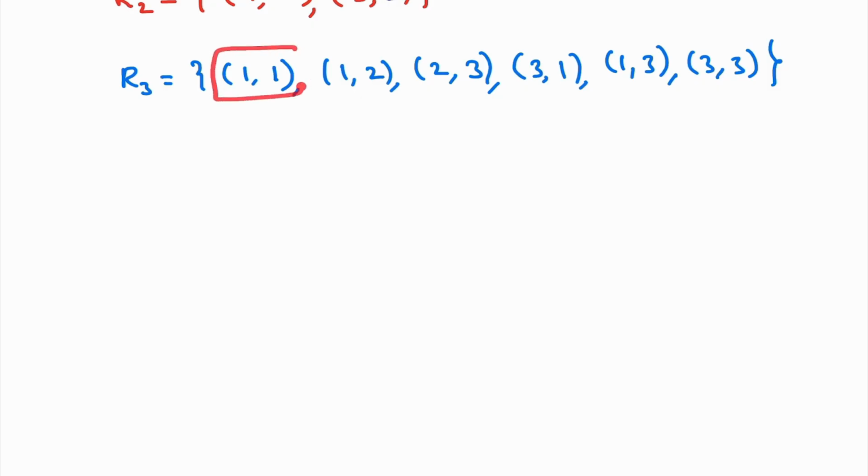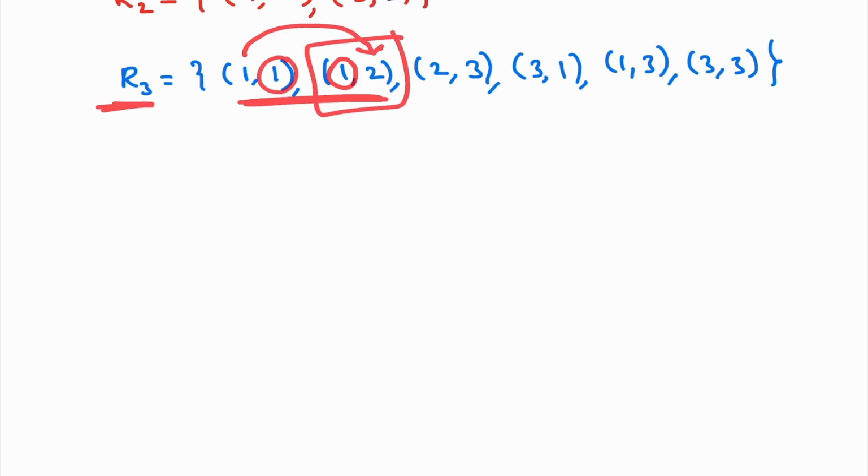So (1, 1) is there. This ends with 1. What are the others that start with 1? No need to check like that. Even though if you check, it satisfies. For example, I'll check here. This ends with 1. This starts with 1, right? Now, what is (x, z)? (x, z) is (1, 2). Is (1, 2) there in this relation? Yes, (1, 2) is there in this relation.